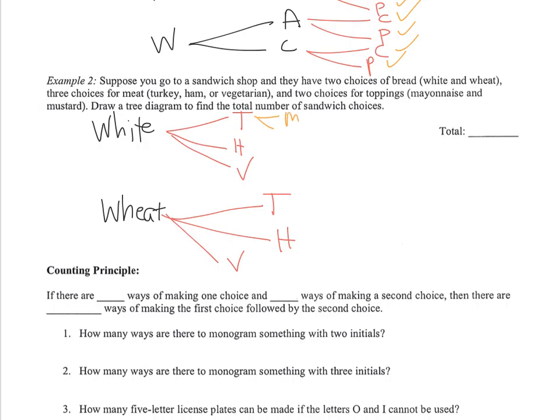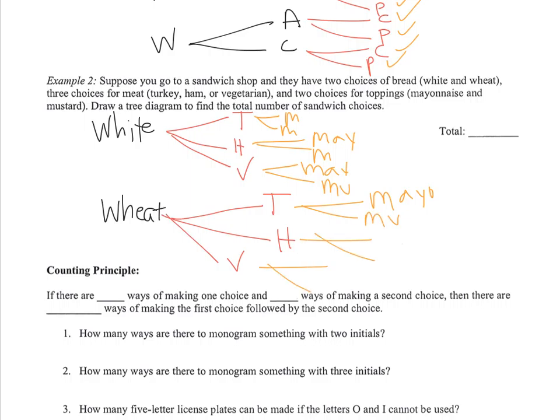So mayo, mustard, mayo, mustard, mayo, mustard, mayo, mustard, mayo, mustard. So to count the total, remember, you count the ends. So 1, 2, 3, 4, 5, 6, 7, 8, 9, 10, 11, 12. So there's 12 different options.